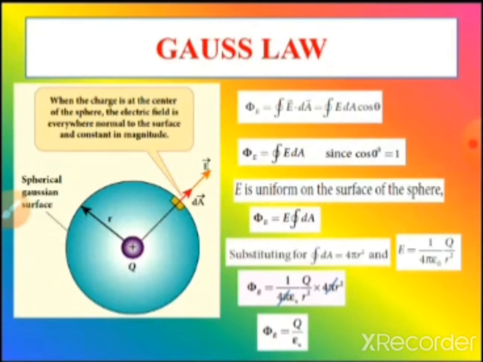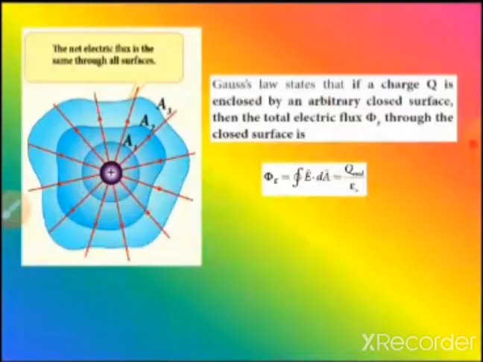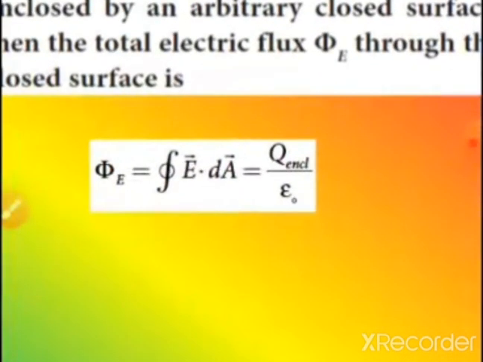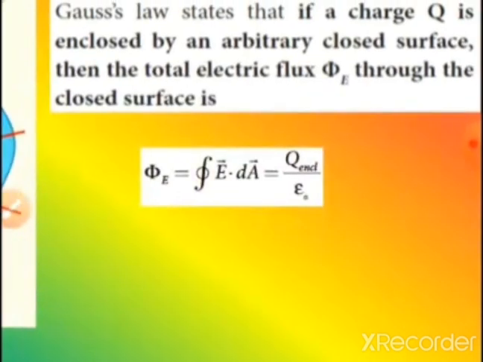So the definition of Gauss law is: Gauss law states that if a charge q is enclosed by an arbitrary closed surface, the total electric flux phi E is equal to closed integral E vector dot dA vector, which is equal to q enclosed by epsilon naught. This is the statement of Gauss law. Do you understand, students?